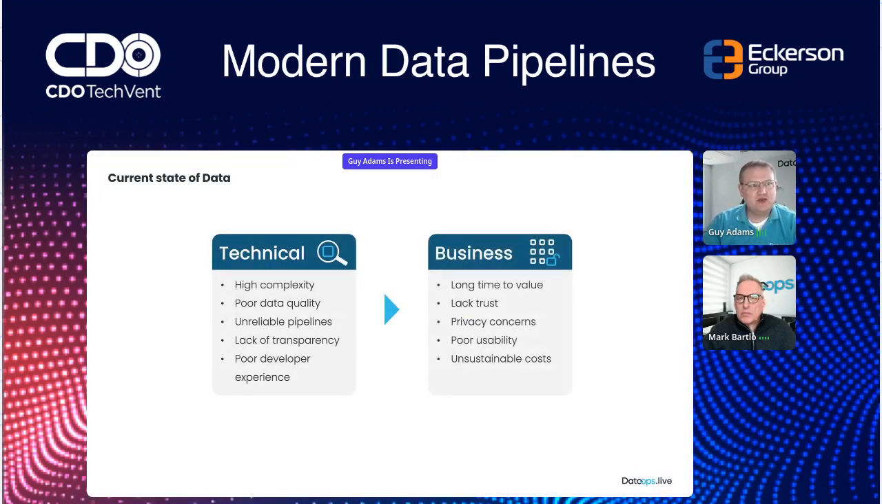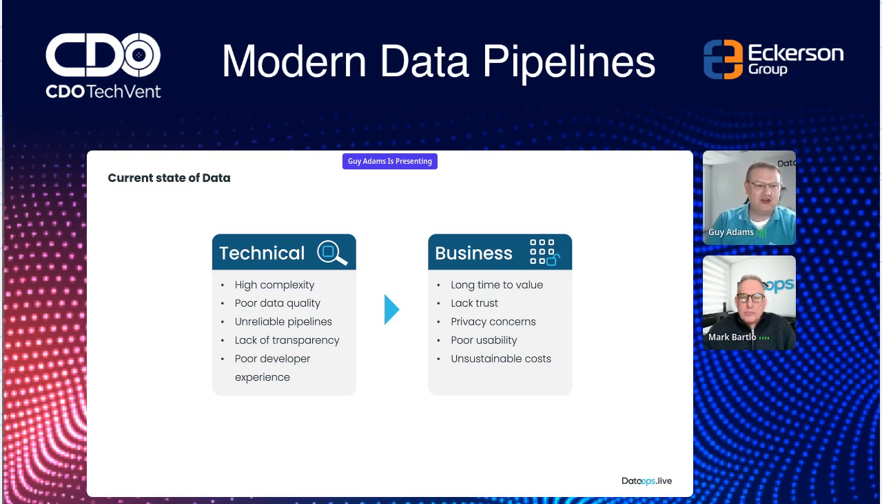So jumping into this, what do we see as the current state? Certainly over the last year, 18 months, in talking to customers, this is just a set of discussions that we hear time and time again. From a technical perspective, we hear people saying data is getting more and more complicated. The data is coming from more and more places, which means the quality is lower. Ingestion processes are becoming less reliable. There's a lack of transparency in terms of how data is moving around.